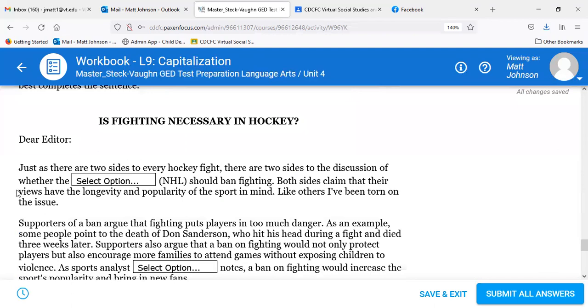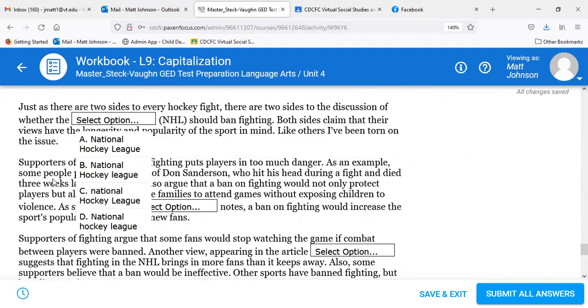Is fighting necessary in hockey? So, dear editor, just as there are two sides to every hockey fight, there are two sides to the discussion of whether the National Hockey League.